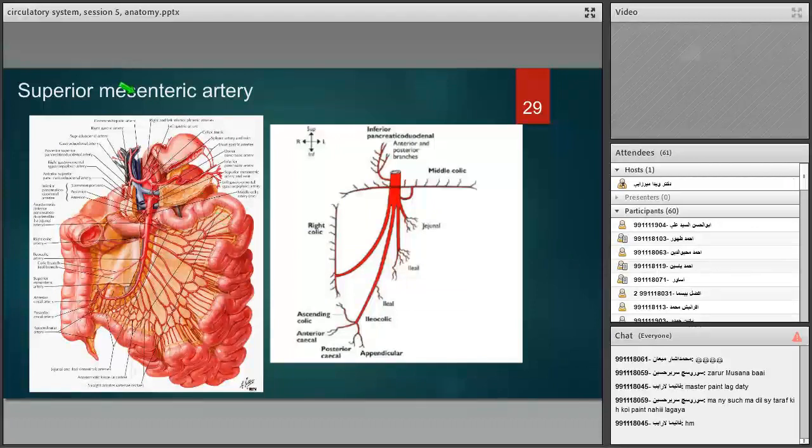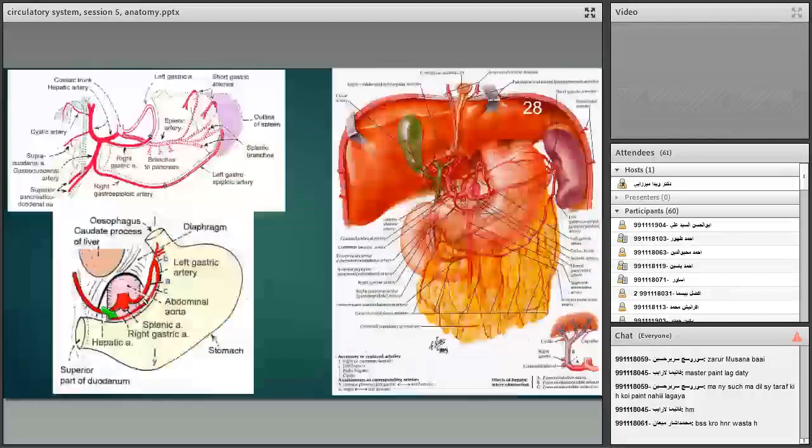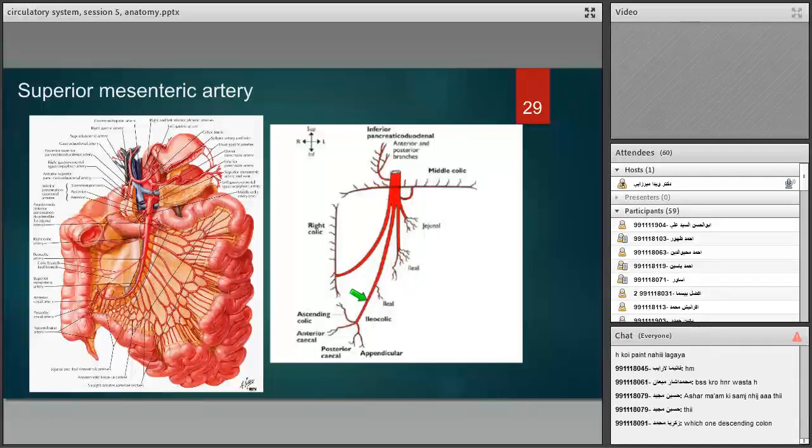I will repeat the branches of superior mesenteric artery one more time. One of them is the inferior pancreatico-duodenal. The inferior pancreatico-duodenal is coming here. Look at here. And anastomosing with the superior pancreatico-duodenal branches of gastroduodenal. The other branches are the branches for the small intestine, jejunal and ileal branches, which are deriving from the left side of the artery. Next branch is the ileocolic branch.